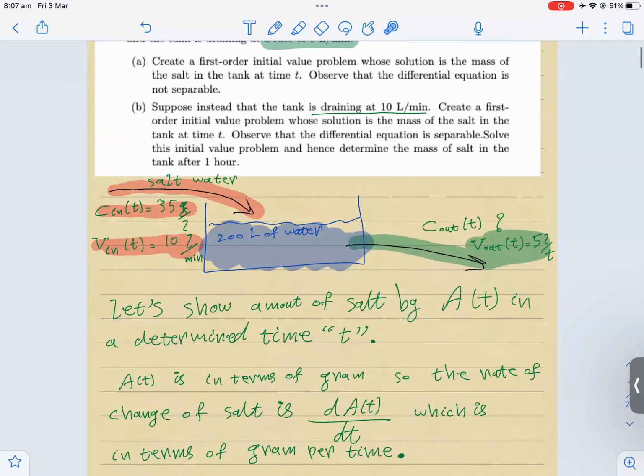But let's think in this way. If I multiply this velocity, I'm sorry that it seems a little bit blurred on the monitor. If the velocity is this one and the concentration is this one, if I multiply them together, it will be gram per liter times liter per minute. So the result will be gram per minute. If I multiply them by a time, it will be gram.